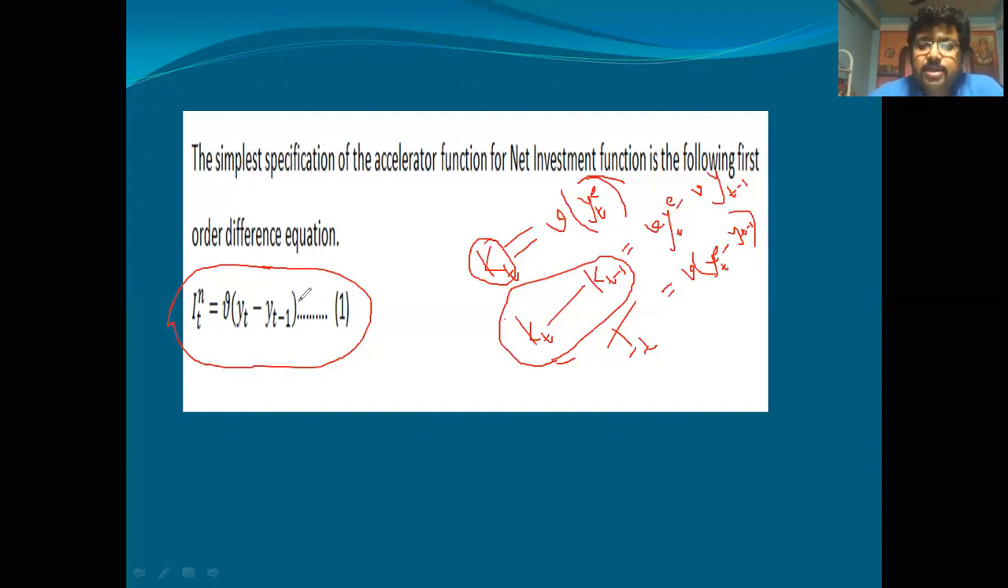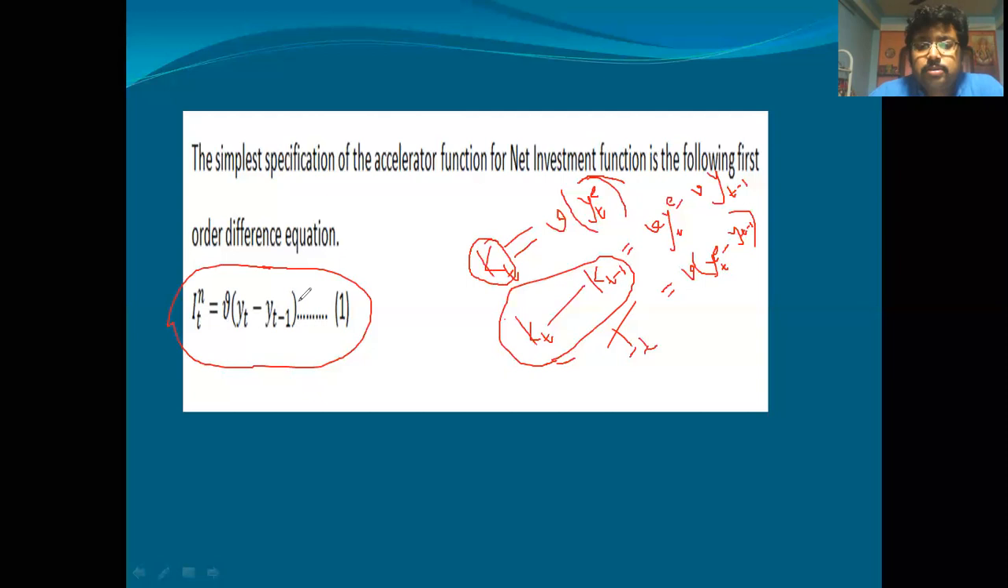If there is an increase in demand, then there is an increase in capital stock. More capital stock is required, as there is a change in demand, and this will create investment. As there is an increase in investment, it will create income and increase the income. As income increases, again there is an increase in investment. So in this way, this mechanism is going on.